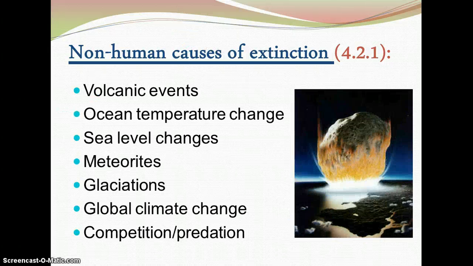So here they are. They are varying, and they range from things like volcanic events, things that could change temperature. That could be the water temperature. That could be overall climate. This could be sea level rise, a meteorite hitting Earth, the whole Earth getting icy through glaciation, or maybe there's some sort of new predator competing and causing a low population.